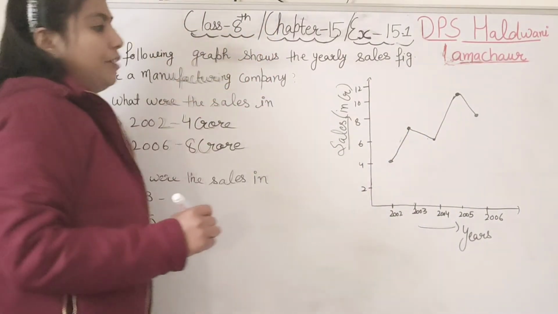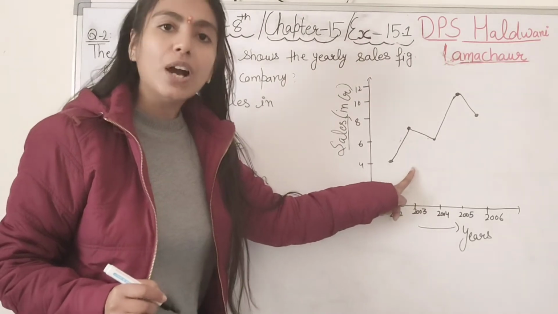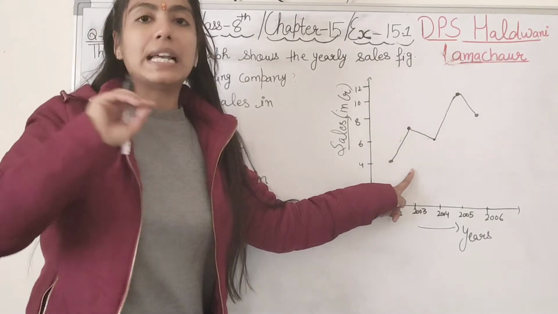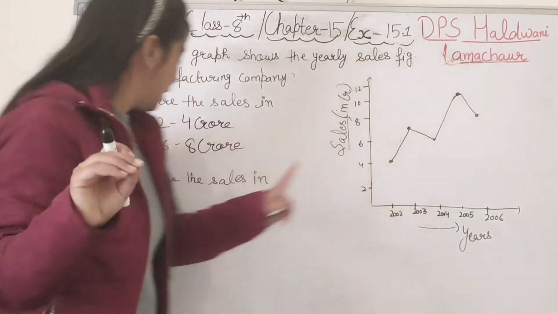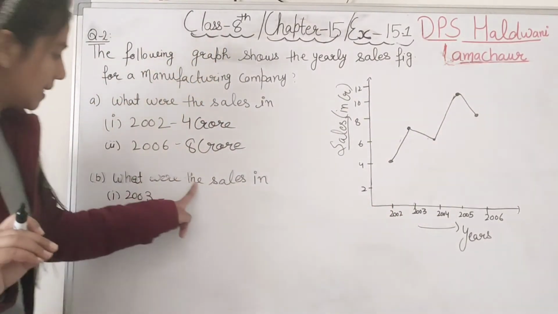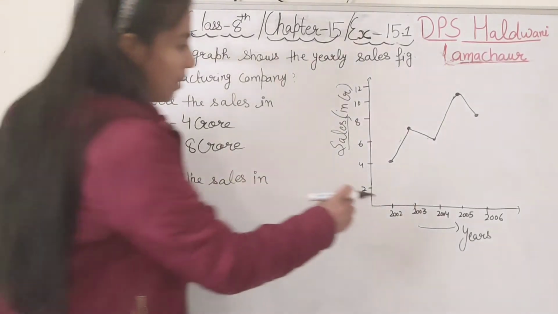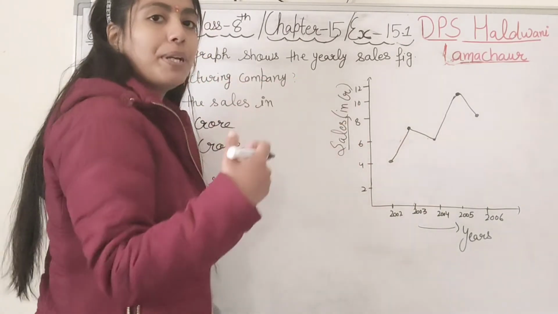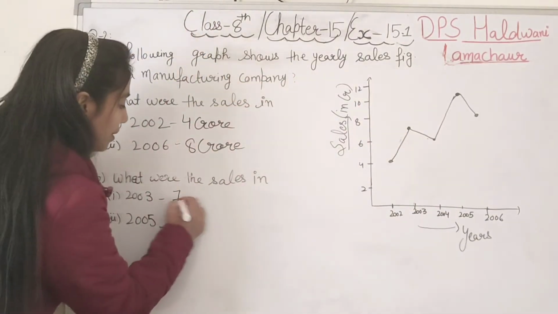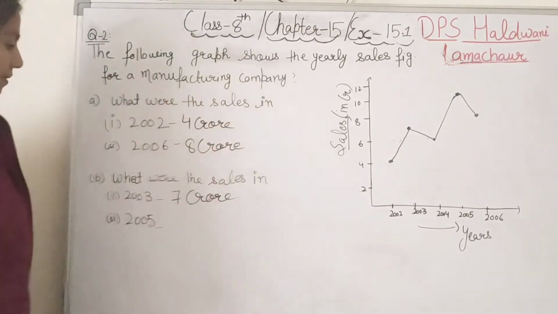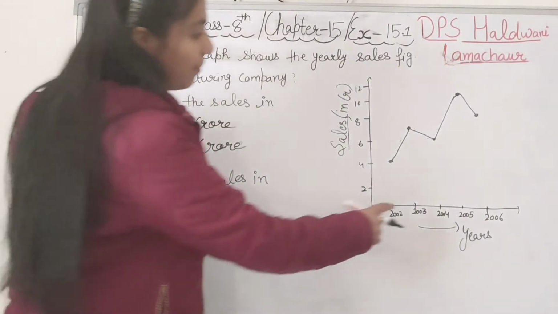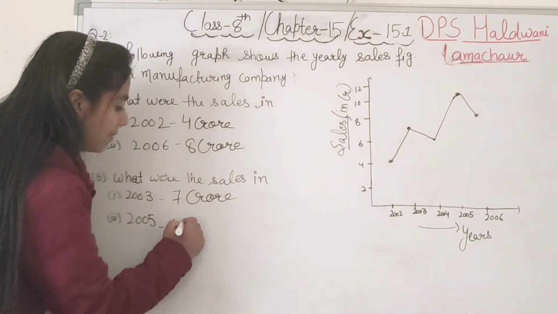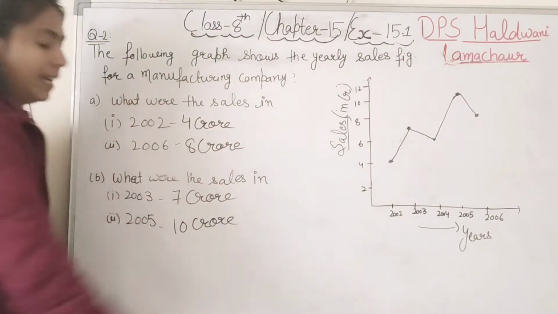Right, student? If you are not getting from here, you can check it out from your book. It is very clear in your book, student, because the graph is very nicely mentioned to you. Right? Now, second part, what were the sales in 2003? In 2003, the sale is 6 or 8, in the middle point. So, middle of 6 and 8, 7. So, 7 crore in 2003. Now, in 2005, just have a look, 2005 and then 10. It means 2005, the sale is 10 crore.